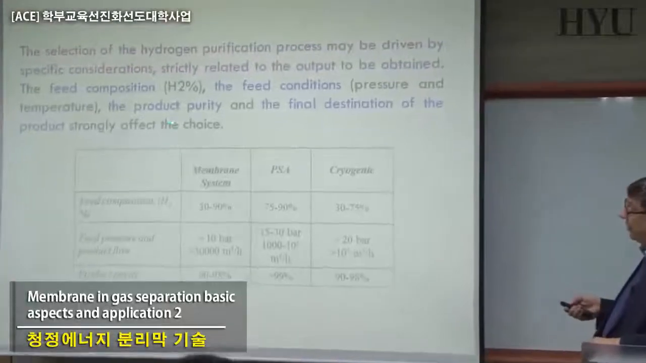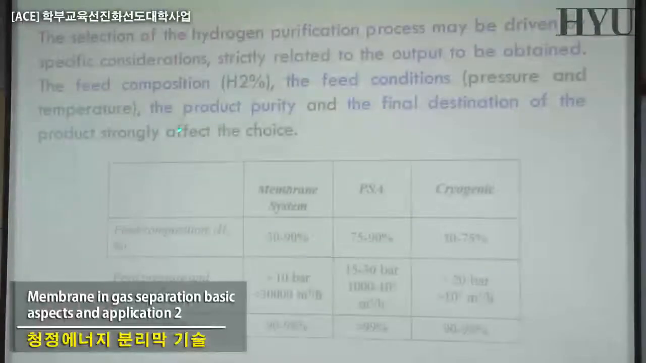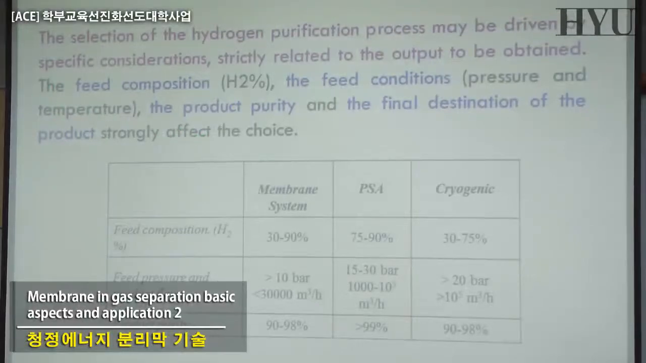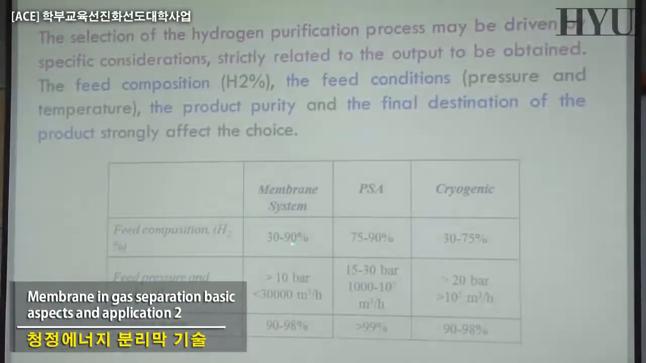as I was mentioning already, not only these engineering parameters, but also the final, what you really are looking for. That means that the quality of the product can be quite effective. You see here that for the membrane system, the feed composition is in the range of 30–90%. This cryogenic is 30–75%. The purity here is 90–98, and that is the same, but if you go PSA, it's higher than 99.